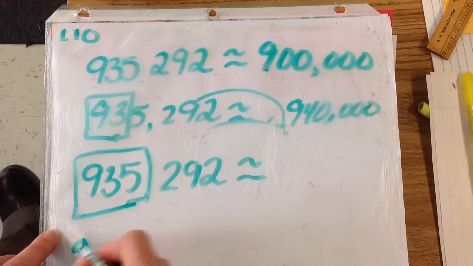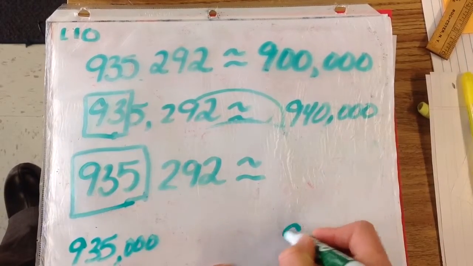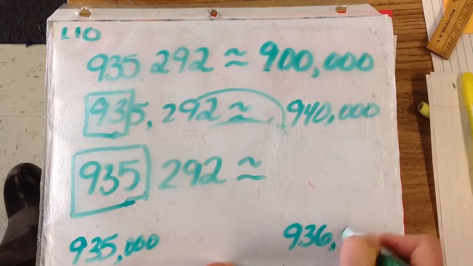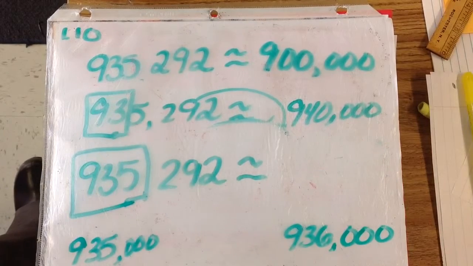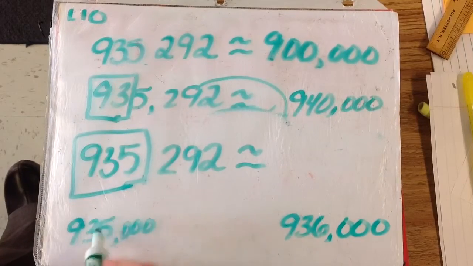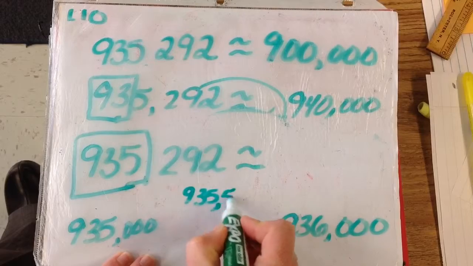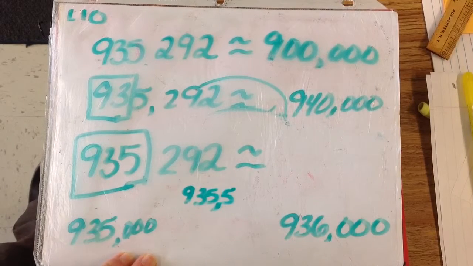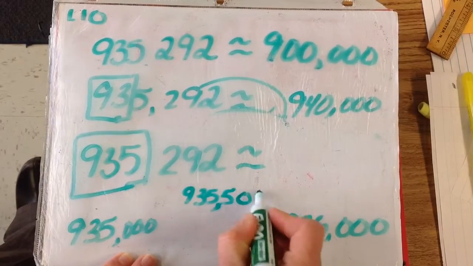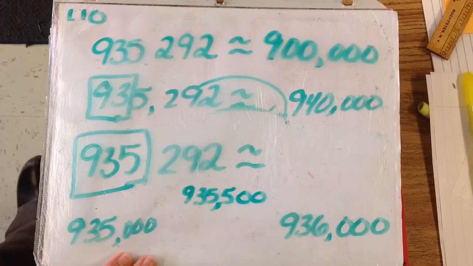So I have 935 thousands. What's one more? 936 thousands. What's my midpoint? Well, I keep my 935. My middle is 5. We know 5 is the middle between 0 and 10. And then I have 2 more zeros. 6 digits, 6 digits, 6 digits.